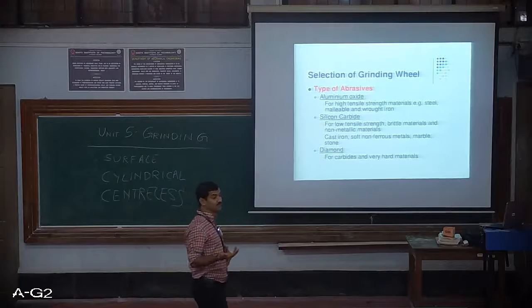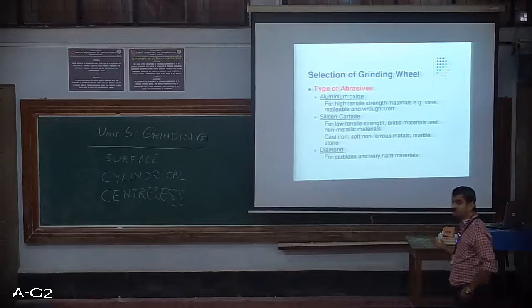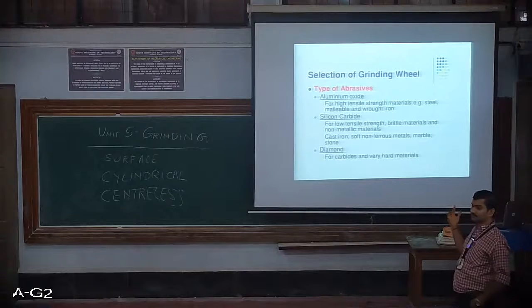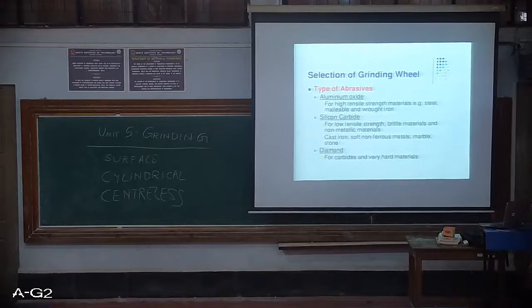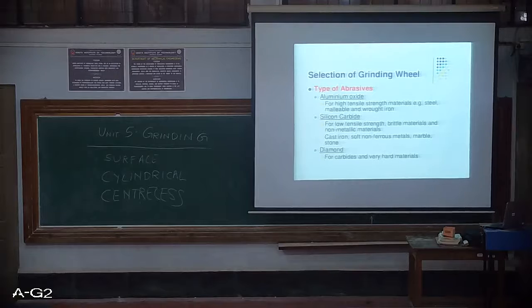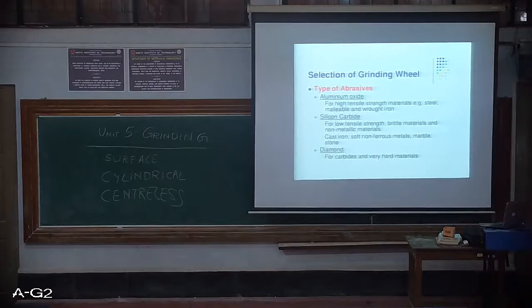What are the types of abrasives used for grinding wheel, or explain the characteristic features of a grinding wheel. In that you can mention all these: grit, grade, type of abrasive, type of bond, and so on. You can explain based on the marks. So the first one is aluminum oxide. When is aluminum oxide used? For high tensile strength materials like steel, malleable and wrought iron, aluminum oxide is used. It is an abrasive substance.